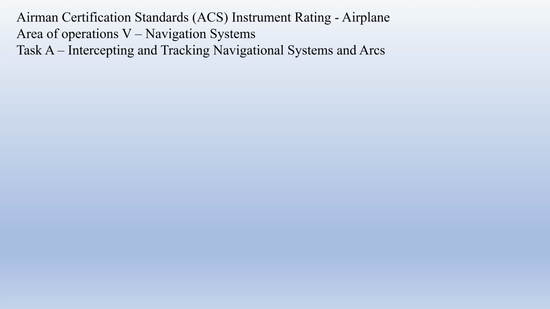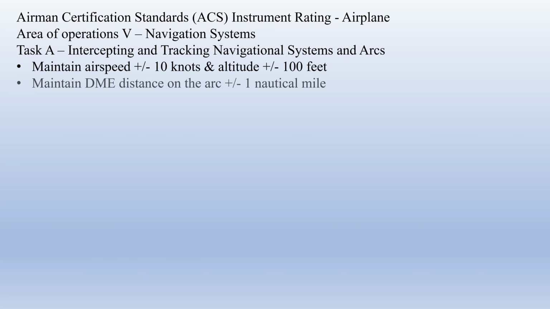So as far as the certification standards, when you can consider yourself proficient at being able to fly DME arcs, that's covered in the Airman Certification Standards for the instrument rating airplane. It is Area of Operations 5, Navigation System, Task A, Intercepting and Tracking Navigational Systems and Arcs. As you're flying the arc, they expect you to be able to maintain your airspeed plus or minus 10 knots and your altitude plus or minus 100 feet. And maintain your DME distance on the arc plus or minus 1 nautical mile. So you're given a mile either side of the stated distance on the arc for the maneuver to be considered acceptable.